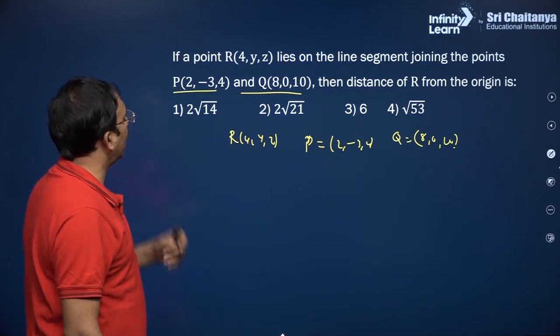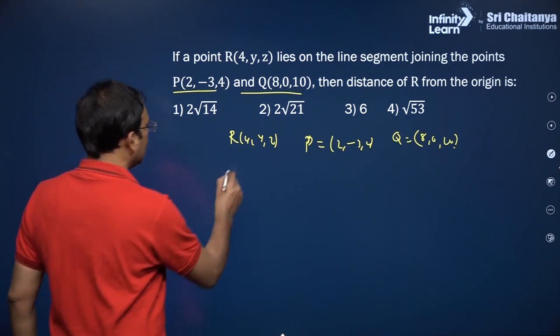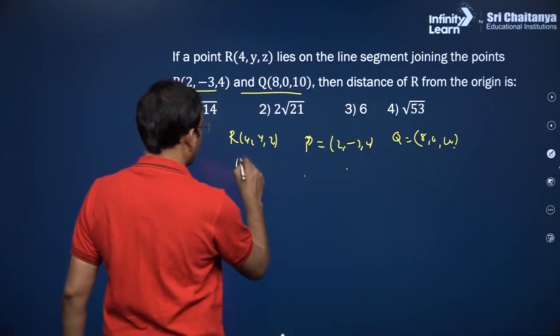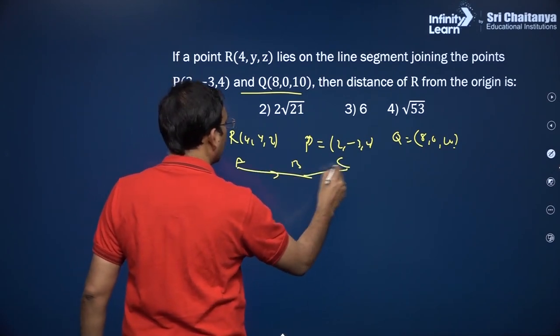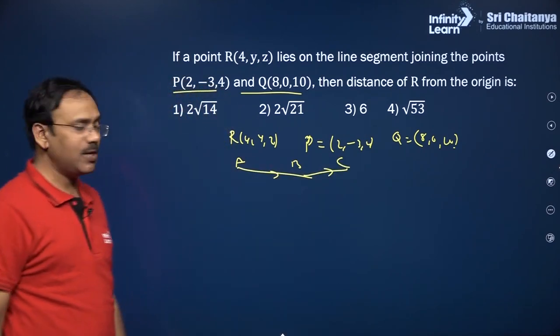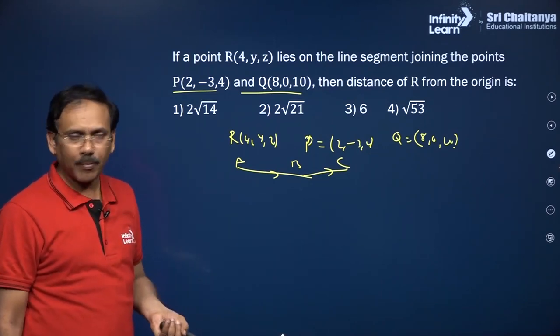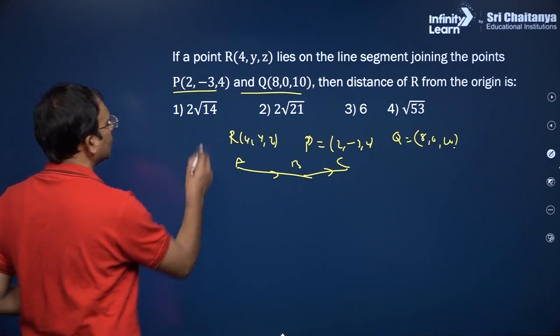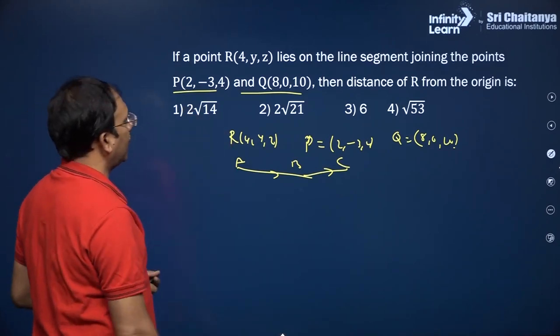So, my dear friends, here what did he say? This point lies on the line segment. That means these three are collinear, my dear friends, A, B, C. So, collinearity of AB and BC can be applied because they are collinear. So, AB and BC are the same line, so their DRs must be in proportion. So, AB DRs, you just see. He said here, my dear friends.